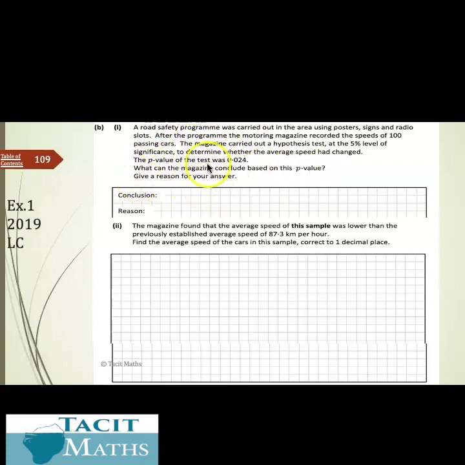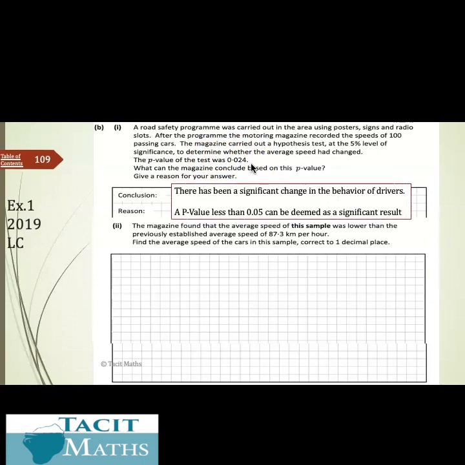Even without reading all of this information, you know that the principle behind p-values is that if it's less than 0.05, it's a significant piece of data. Now, you need to have a good understanding of what p-values are, but that's the bottom line, regardless of what they're investigating. If the result is less than 0.05, it's a significant result. Just the way you phrase it is important. So there's a significant change in the behavior.